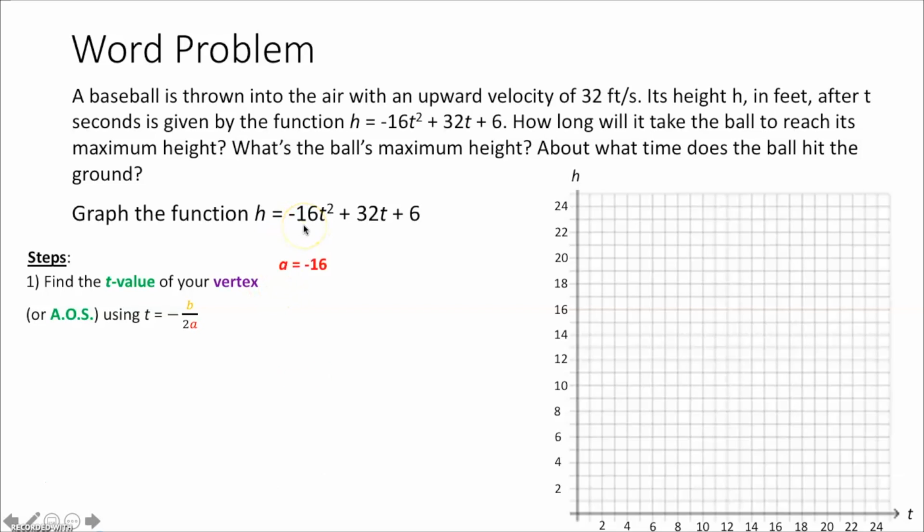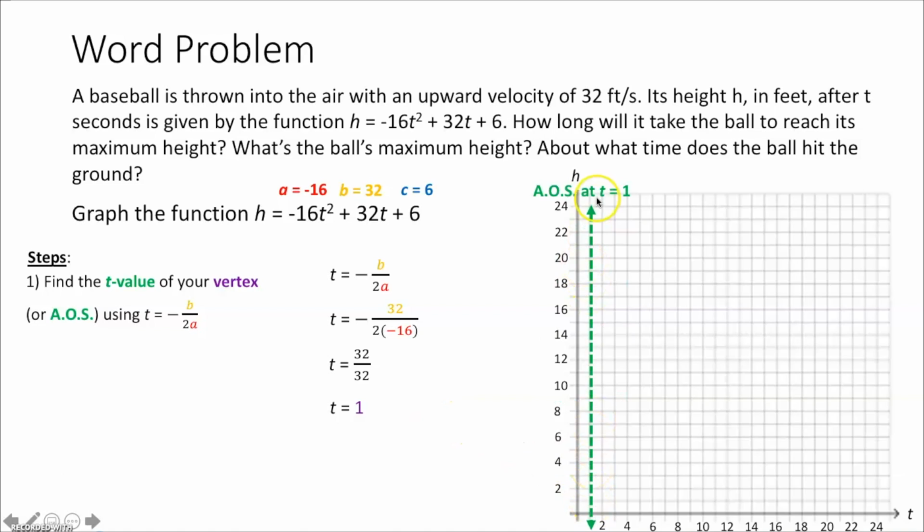Our a value is negative 16, our b value is 32, and our c value is 6. So we use our axis of symmetry formula. We take 32, plug it in for b, and negative 16, plug it in for a. What's 2 times negative 16? That's negative 32. And what's negative 32 over negative 32? That's positive 1. So we just found the t value of our vertex. We also found the axis of symmetry. So we can go over to t equals 1, draw a vertical line, and we know that our parabola should be the same on both sides of that.